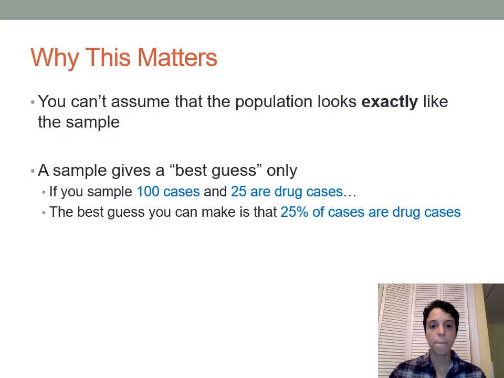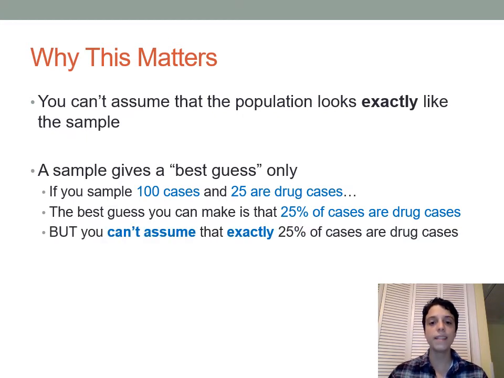Based on your sample, the best guess that you can make is that 25% of cases out there are drug cases, because 25% of the cases in your sample are drug cases. The problem is that because samples often differ from populations, you can never be sure that that 25% is exactly right. So it's possible that the population's different, maybe it has 30% drug cases, and you just happened to get fewer drug cases in your sample of 100 cases. But just looking at that sample, you have absolutely no way to be sure because you can't see the whole population.